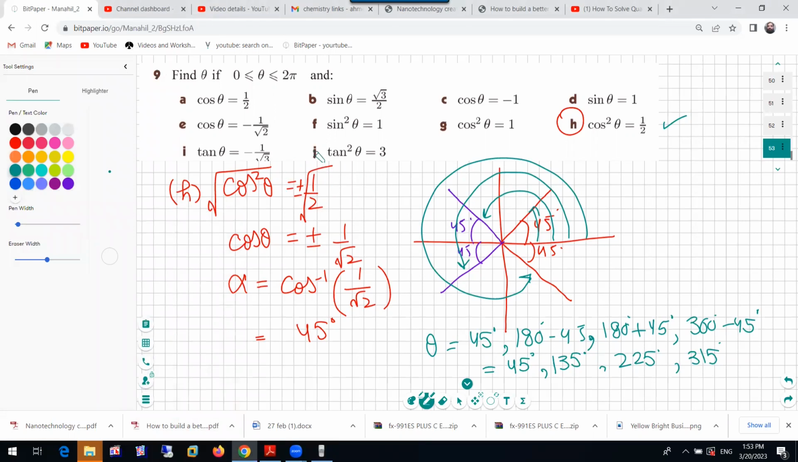Same should be done in J part as well, J part, G part, etc. So the first step is to find the basic angle, then show it on the quadrants based upon the signs, like whether it's a positive sign or negative sign. So which quadrant should be used to draw the line? Got it? And then you have to move from the positive x-axis in the anti-clockwise direction to find each angle.